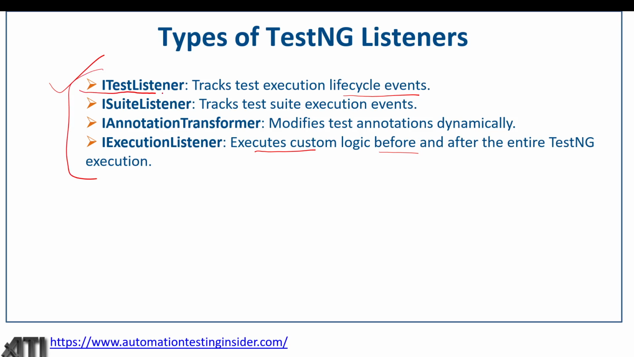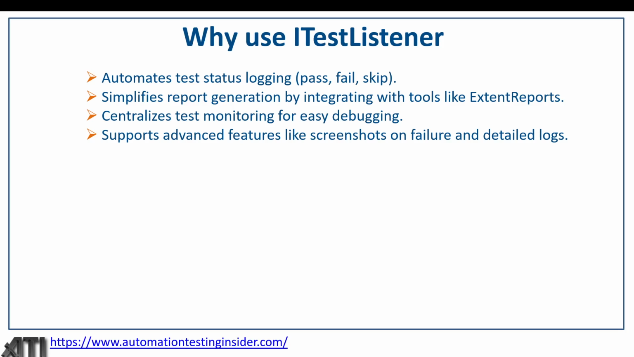Basically we will talk about ITestListener, how we can implement that, and why we use ITestListener in our framework. It automates test status logging like pass, fail, skip, and simplifies report generation by integrating with tools like Extent Reports. This is what we are going to discuss today. It also centralizes test monitoring for easy debugging. We can easily debug our code by monitoring the test, right?